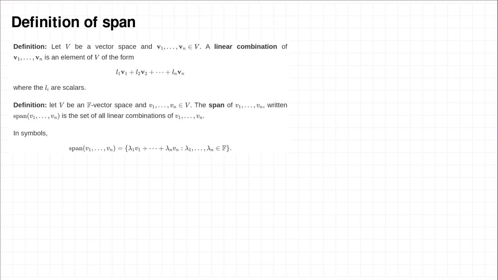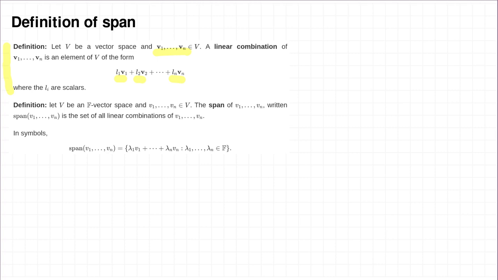Okay, here's our new concept for this lecture. It is the concept of the span of some vectors. And I'm reminding you at the top here of a definition we saw last time, because we need to use it again, which is the definition of linear combination. If you have a vector space V and some elements of V which are written v1 up to vn, then a linear combination of those vectors is simply an element of the form a scalar times v1 plus a scalar times v2 plus a scalar times v3 up to a scalar times vn. So any element which can be written like that is a linear combination of v1 up to vn.